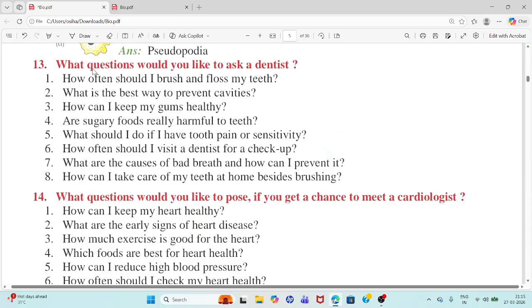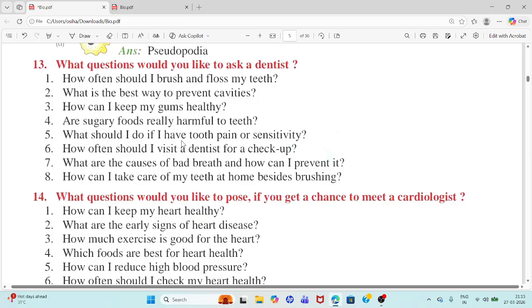13th question. What questions would you like to ask a dentist? Answer: you have to write these. Whatever questions you're going to ask, you can write. For example, how often should I brush and clean my teeth? What is the best way to prevent cavities? How can I keep my gums healthy? Are sugary foods really harmful to teeth?